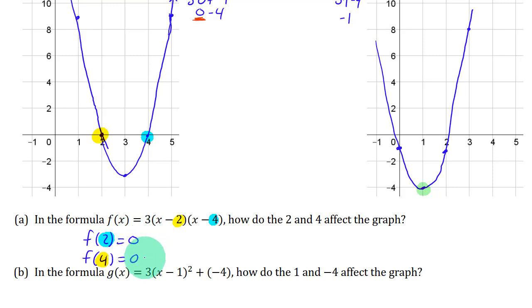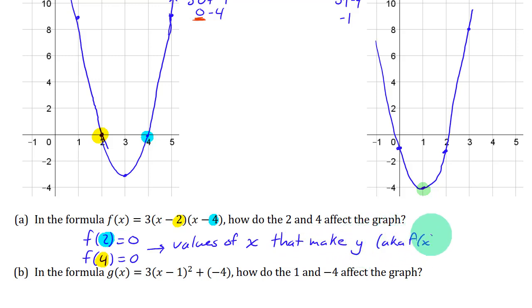Okay, so how does that show up on the graph? Those are values of x that make it so you get a result of 0. That makes these the x-intercepts. So in other words, these are values of x that make y, also known as f of x, equal to 0. So those are the x-intercepts.